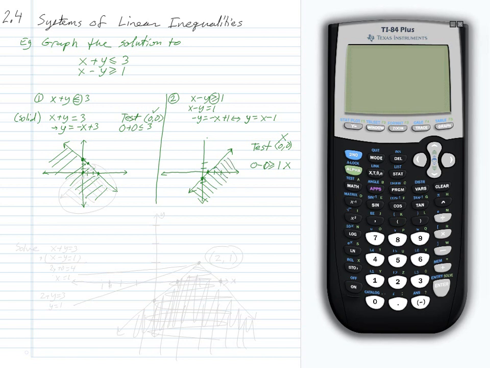So separately, I have the image of every solution to each inequality. If I put those two ideas together, I'll do this a bit bigger than before. Well, that's not the right place. Put that a little further over.